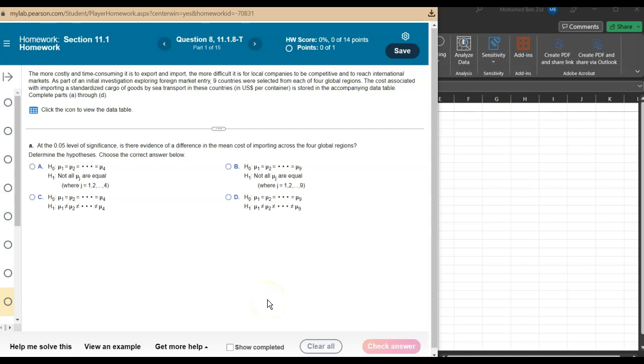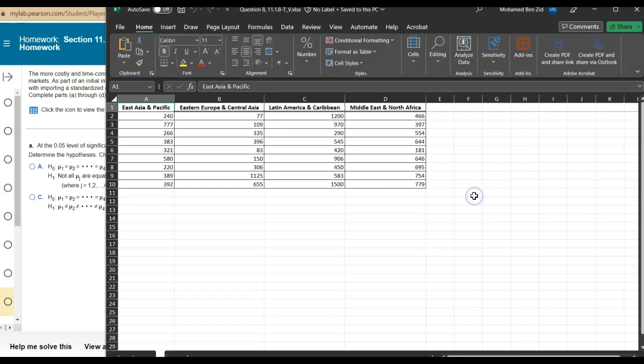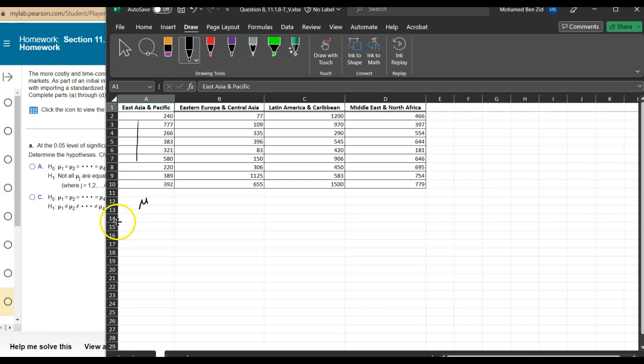Hey guys, so this is section 11.1, one-way ANOVA, and this is question number 8. I downloaded the data already, and essentially the data is for 9 countries. It's showing the data of the import across 4 global regions, right? So the average here is going to be mu1, the average here can be mu2, mu3, and mu4. And what we want to figure out is whether all these means are equal or not.